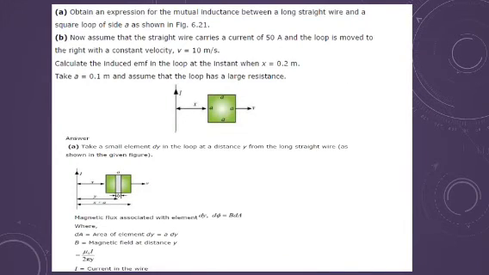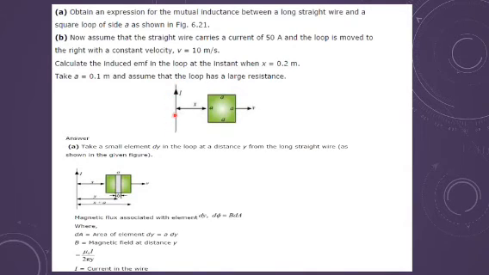This is the last question with you. I'm reading the question for you people. Bache, this is a very important question. This type of questions are asked in your CBSE exam. You have to obtain an expression for the mutual inductance between a long straight wire and a square loop of side A as shown in this diagram. So this diagram is there with you.